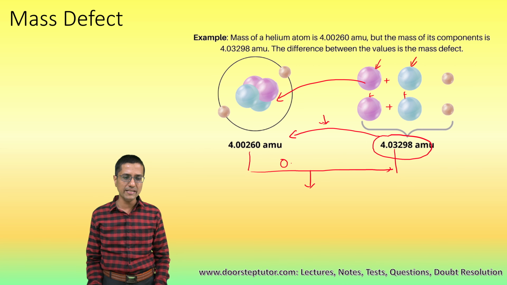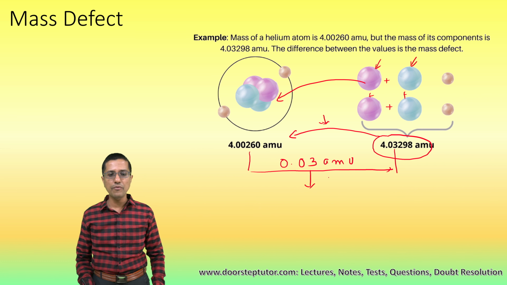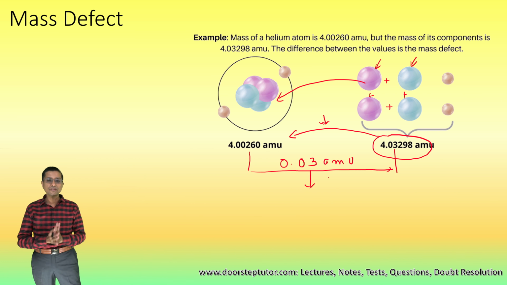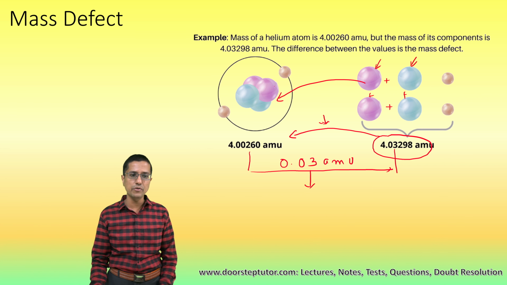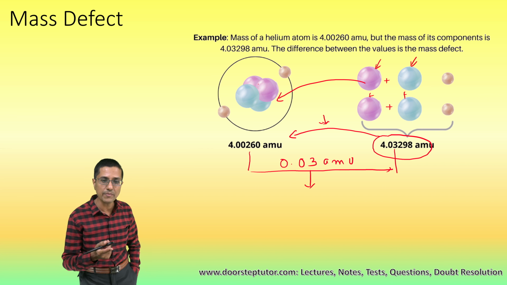So how much mass is reduced? 0.03 AMU of mass is reduced when we go from the individual protons and neutrons, the individual nucleons, to the nucleons inside the helium nucleus.